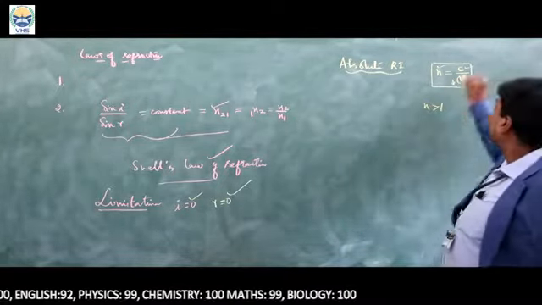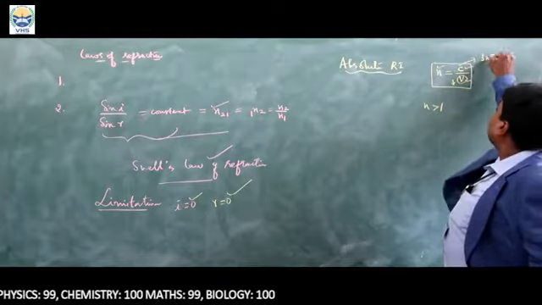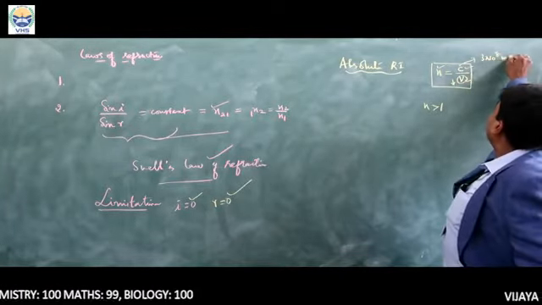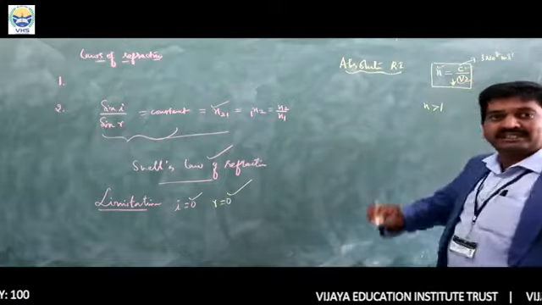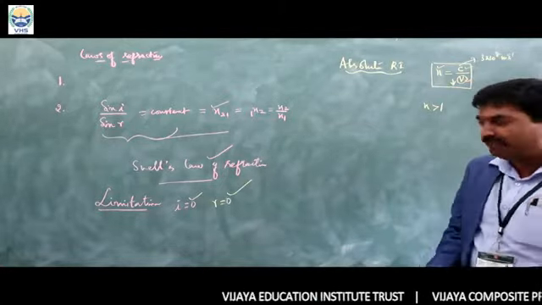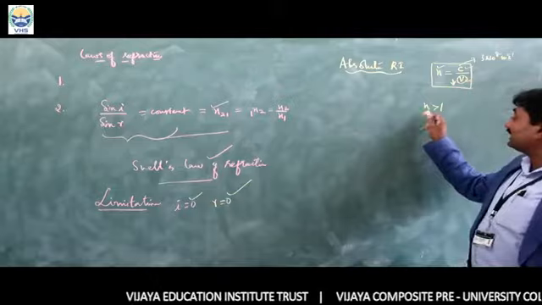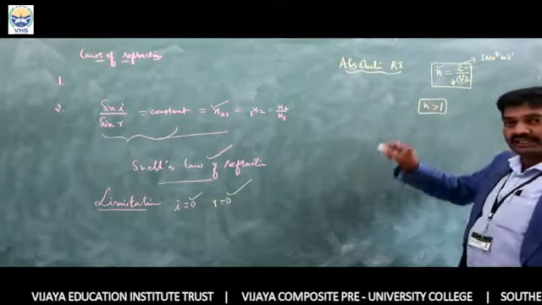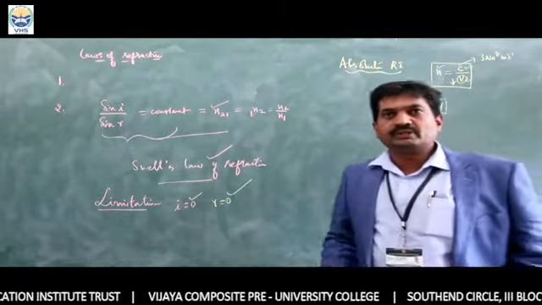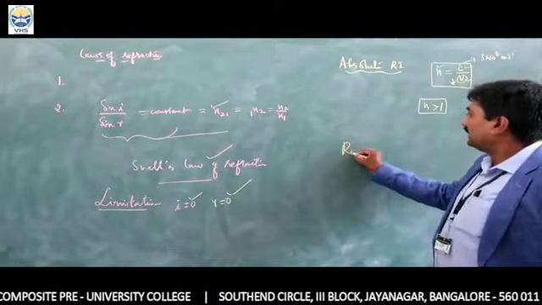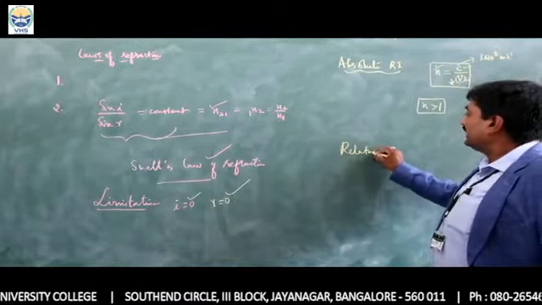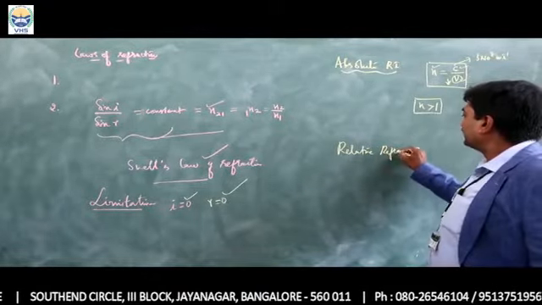This is because this value is 3 into 10 raised to 8 meter per second, and this value is less than 3 into 10 raised to 8 meter per second. Consequently, using mathematics, we can say that N will be greater than 1. So, absolute refractive index will always be greater than 1. Now, let us consider another term, that is relative refractive index.